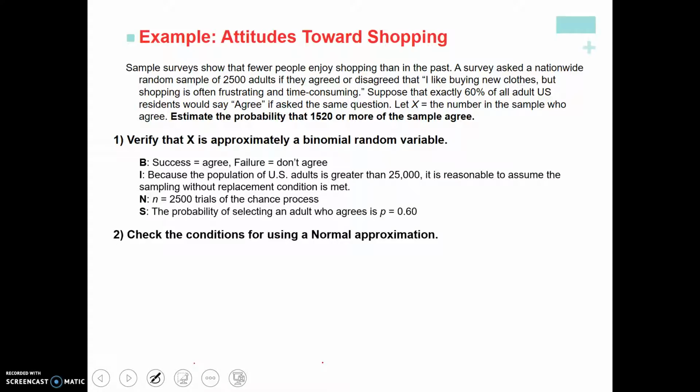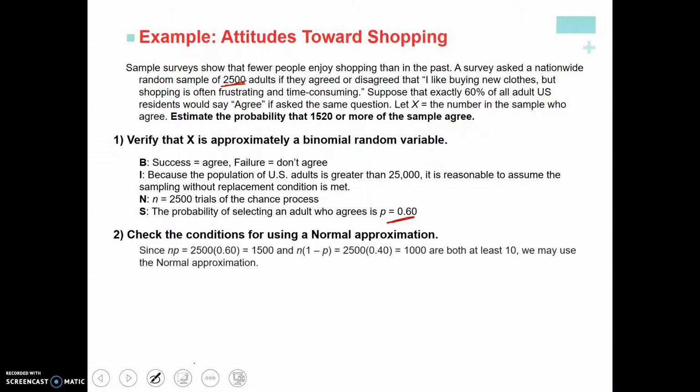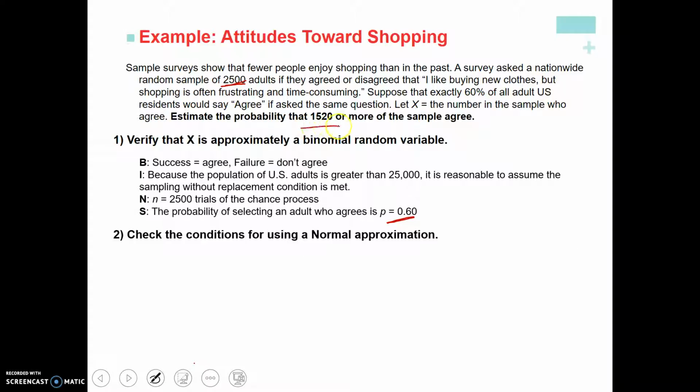So let's say we have this survey, and let's assume it is binary. We have 25,000 adults agreeing or disagreeing whether they like buying new clothes. So it's a yes or no answer, and suppose 60% agree. So we have a success rate, which is that 60%. We have a certain number of trials. It can't get more than 25,000. So we can find this thing.